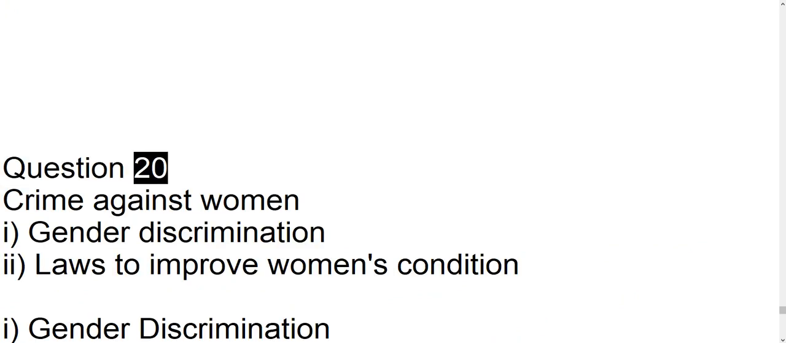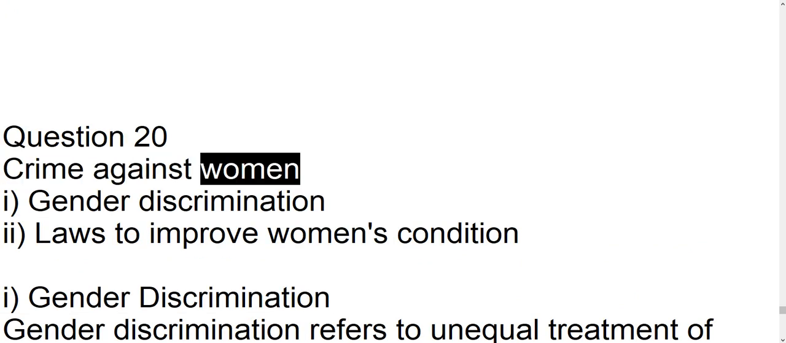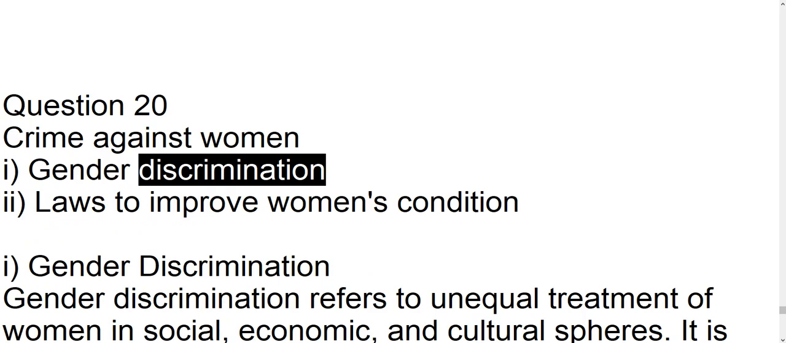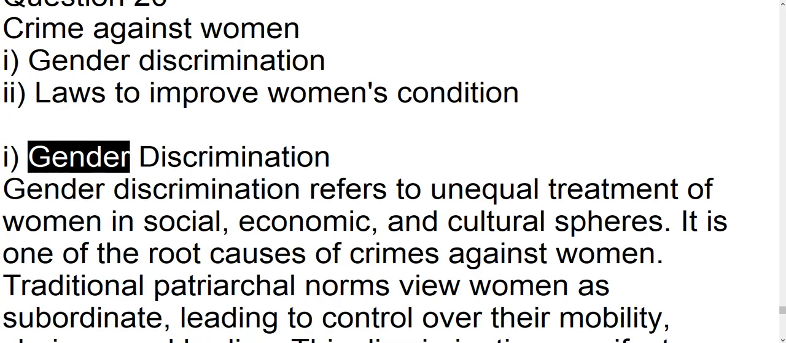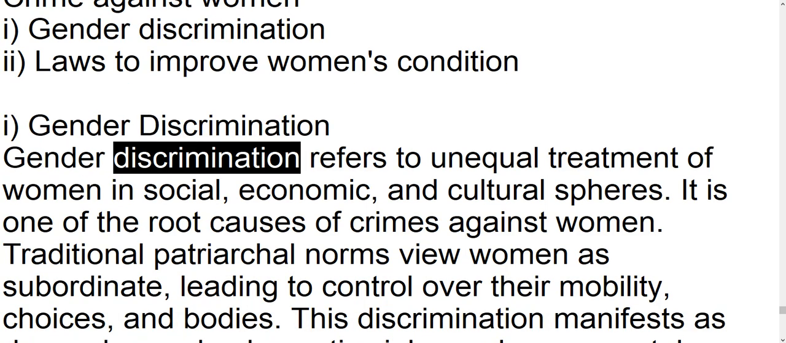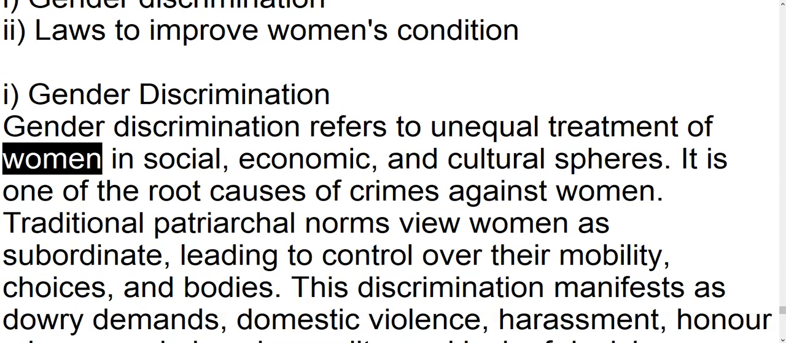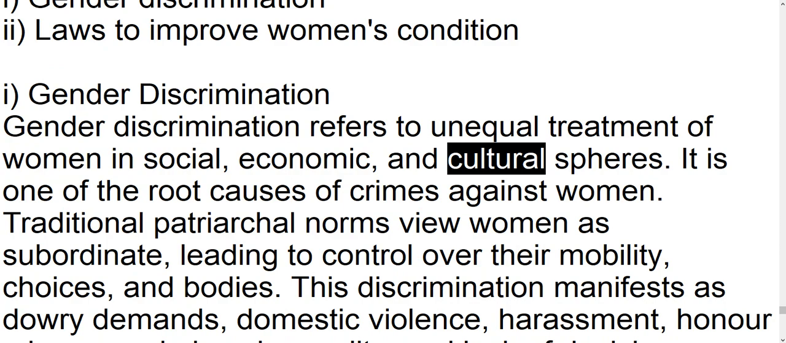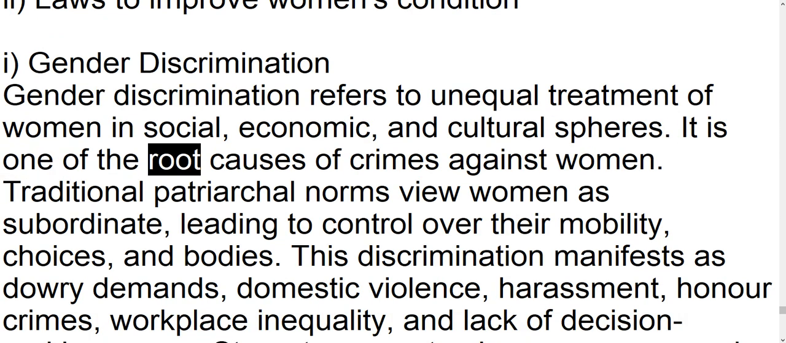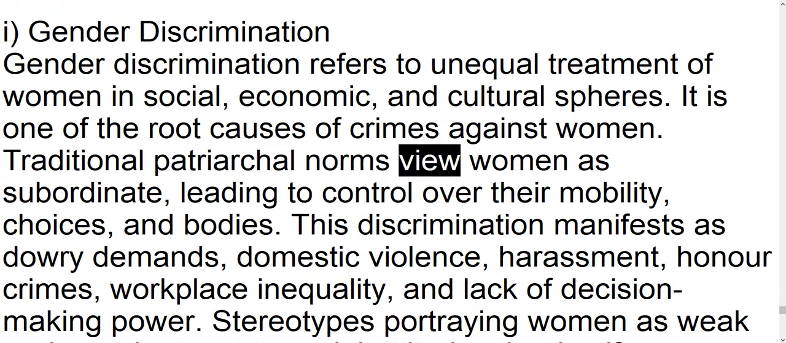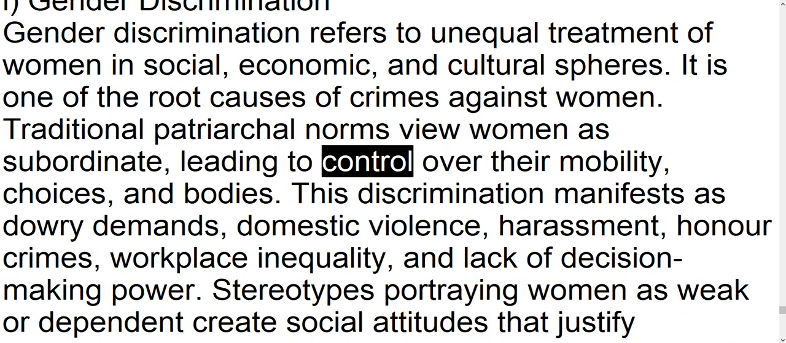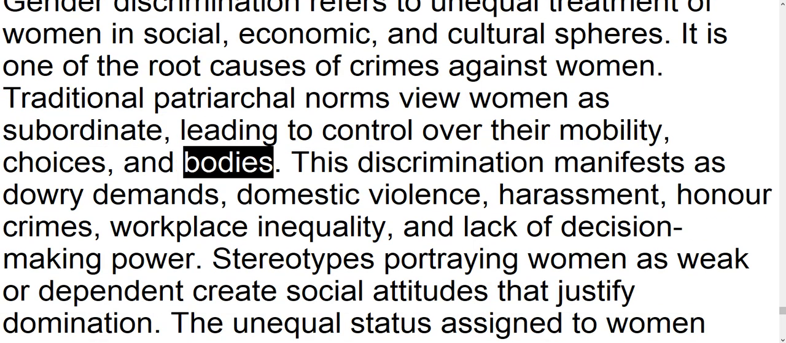Question 20. Crime against women. 1. Gender discrimination. 2. Laws to improve women's condition. 1. Gender discrimination. Gender discrimination refers to unequal treatment of women in social, economic, and cultural spheres. It is one of the root causes of crimes against women. Traditional patriarchal norms view women as subordinate, leading to control over their mobility, choices, and bodies.